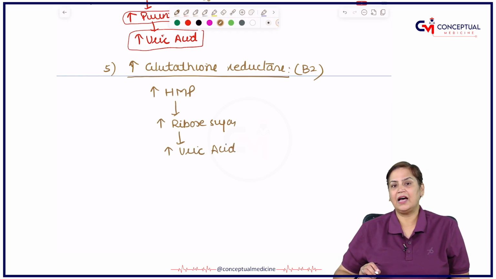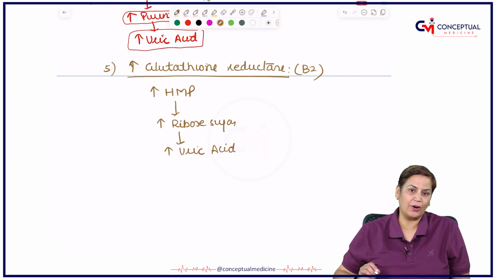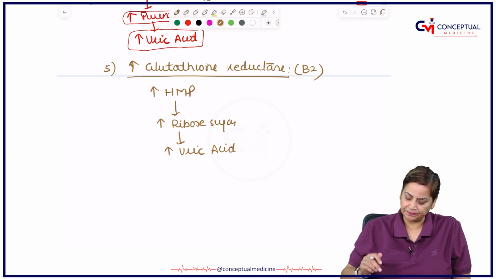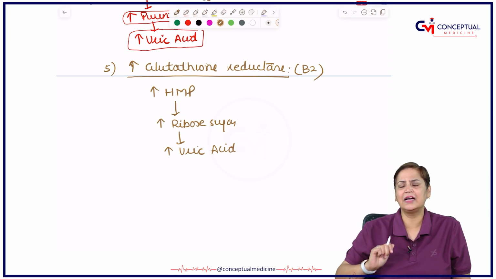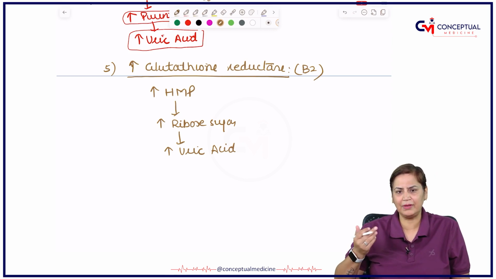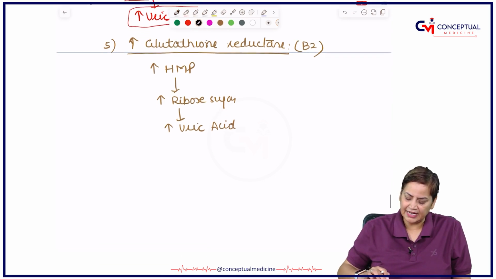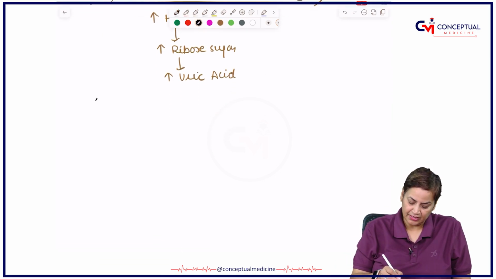Okay, so these are the main 5 enzymes which are required for producing gouty arthritis in the males and in females also, because there is a difference in the concentration of uric acid in males and females. Then second is secondary gout. This was primary gout. Now what is secondary gout?